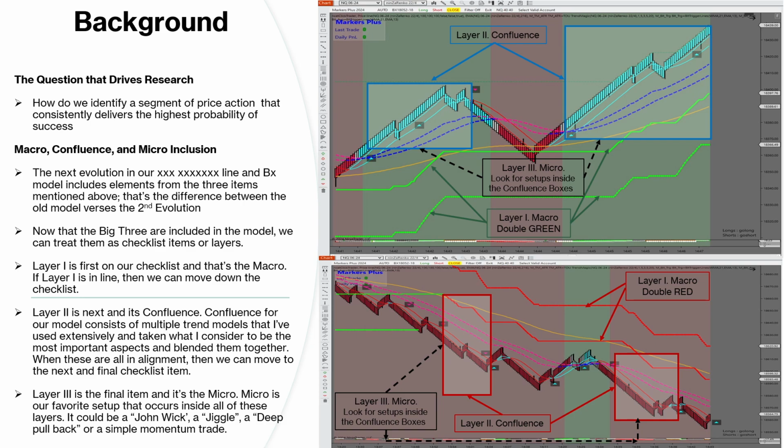Okay, what gets you into and out of markets? For me, I like John Wicks, I like the B4 jiggles, and I like the deep pullbacks. So now let's take a look at some of the charts and just talk about it in depth.